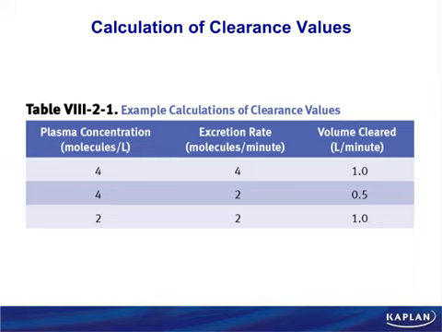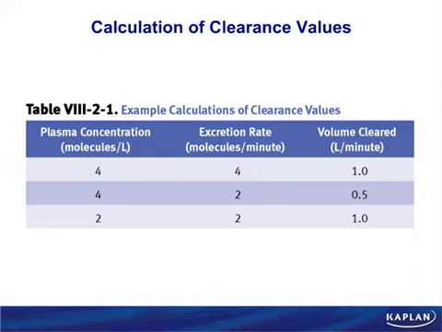Notice that the patient in the middle and the patient on the bottom have the same excretion rate, 2. They both have the same excretion rate, but the patient in the middle only cleared half a liter, whereas the patient on the bottom was still clearing 1 liter. So again, the excretion rate does not tell you clearance, and that's an important concept to understand. You cannot look at the excretion rate. You have to look at the plasma concentration in the renal vein, because that is what's important. That tells you clearance. That tells you the volume of plasma that was cleared.